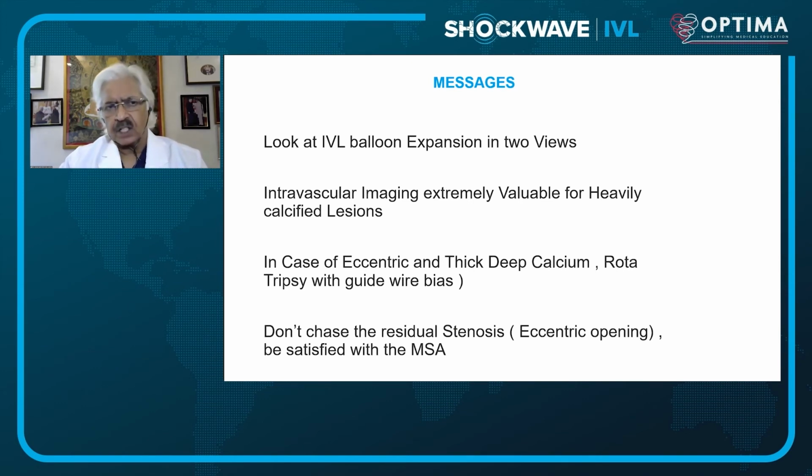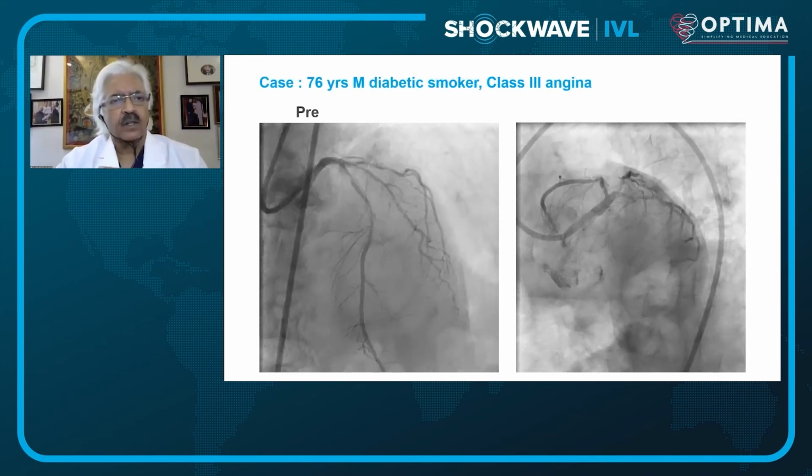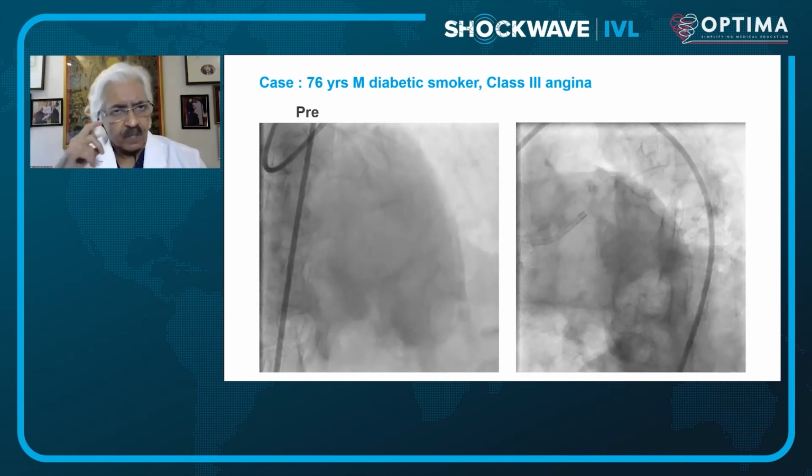And on occasions, we've got to understand the calcium better. Maybe rotatripsy with a guide wire bias could have eliminated, or at least helped to decrease, that eccentric, deep, thick chunk of calcification. And certainly, the final message is don't chase residual stenosis. These will open eccentrically, and then we've got to rely on the MSA rather than the residual stenosis. Otherwise, we could rupture the vessel.